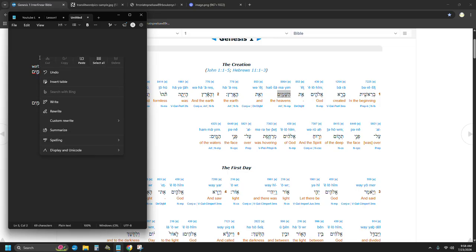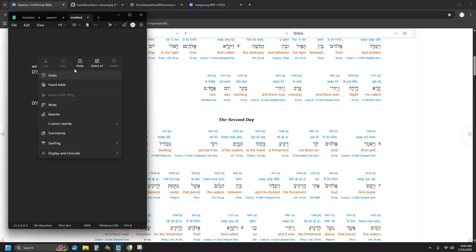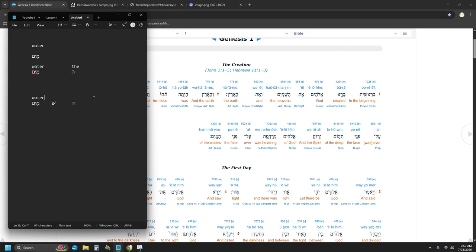Hold on. Copy and paste doesn't want to cooperate. Sorry. Let me just copy it again, make it easier. Copy it. Paste it. So we can see a pattern here. You see the pattern is water, water, water. It's the same word. Now you see when water's by itself, it's just this word by itself. When you want to say the water, then you need to add this letter to the word. You get the water.